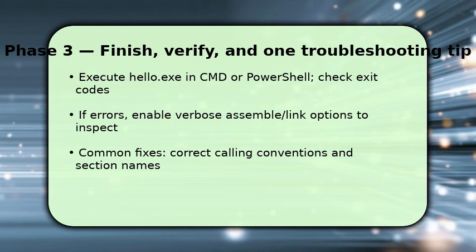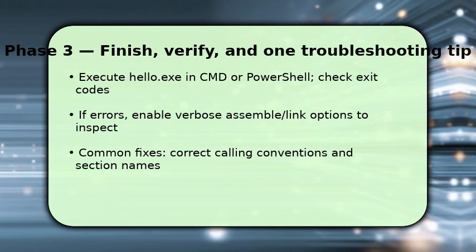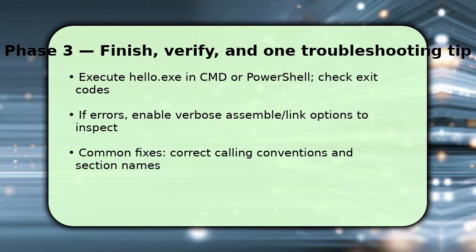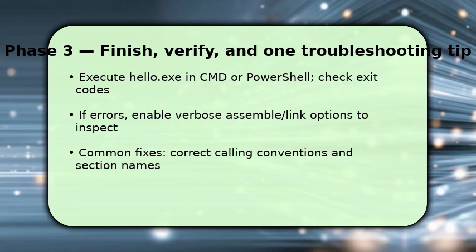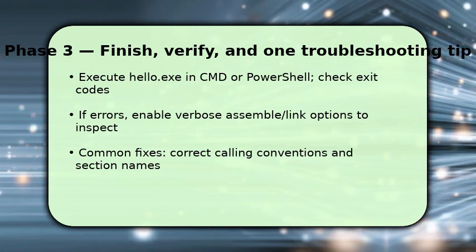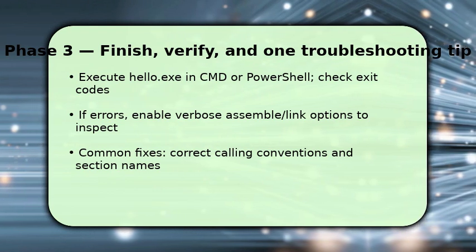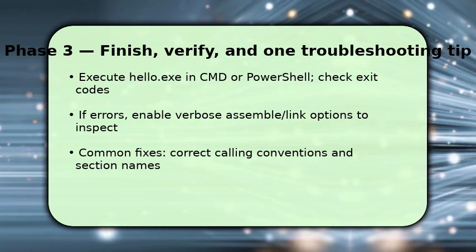If it fails, enable verbose flags for NASM and your linker to get detailed messages, because those tell you whether symbols, sections, or calling conventions are wrong. Make sure your sections, text, data, externs, and entry point match the linker's expectations.